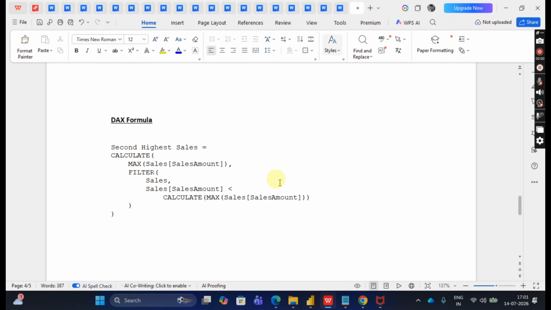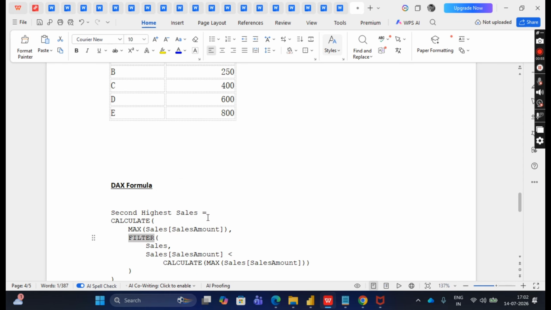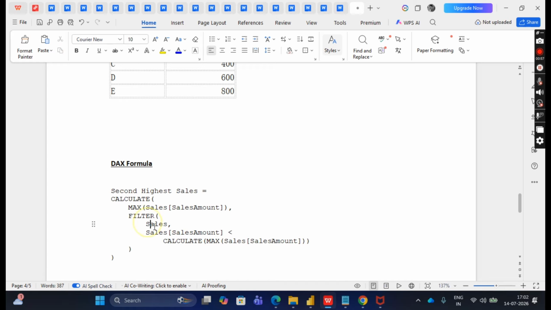We are creating a new measure called second highest sales. Next we are using the CALCULATE function. CALCULATE evaluates an expression on the basis of a filter condition. Here we are calculating the max of sales amount, which is our expression. This returns the maximum of sales amount after the filter is applied. We have to apply a filter expression in the second part. So after the filter is applied, it will return the maximum of sales amount. This is how the CALCULATE function works.